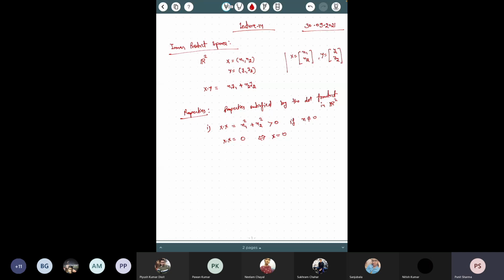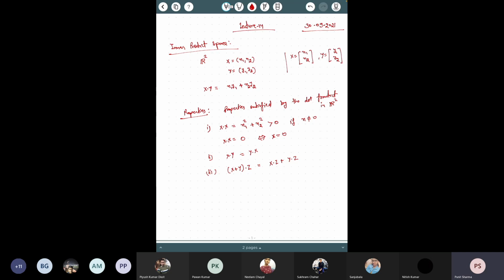Right. What is the second property? By definition, if you take the dot product of x with y, then it is the same as the dot product of y with x. So it also satisfies this symmetry property. Then if you take the sum of two vectors in R2 and then take their dot product with some other element z, it is equal to x dot z plus y dot z. So it also satisfies the distributive property.